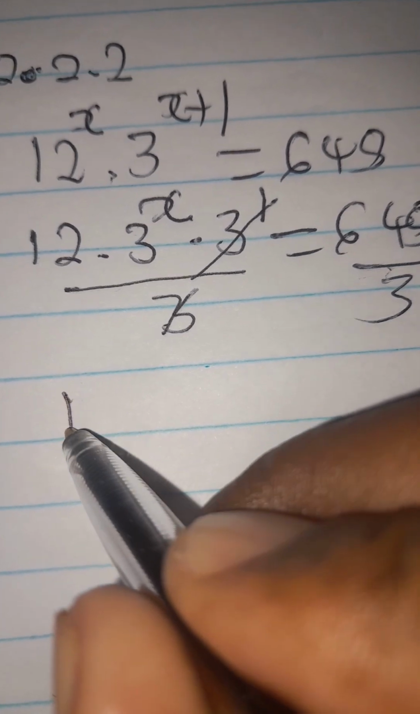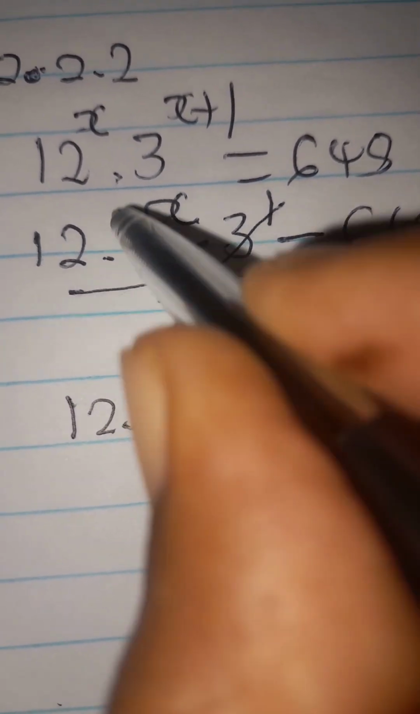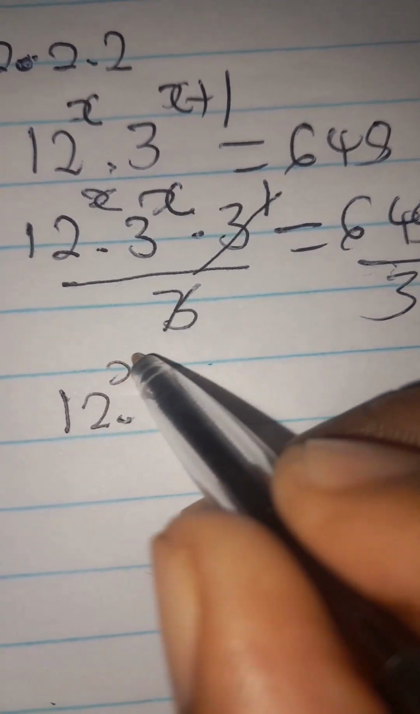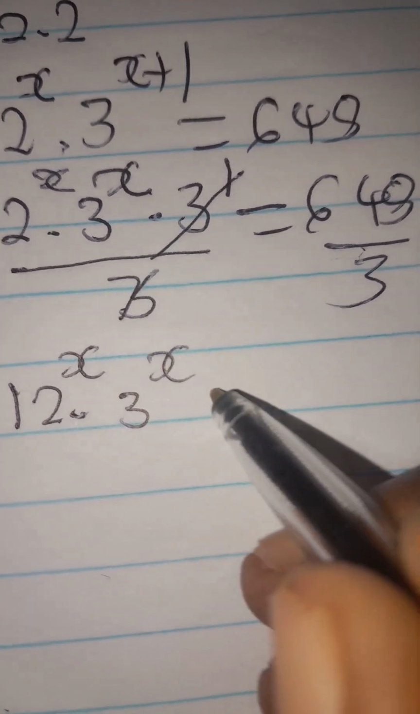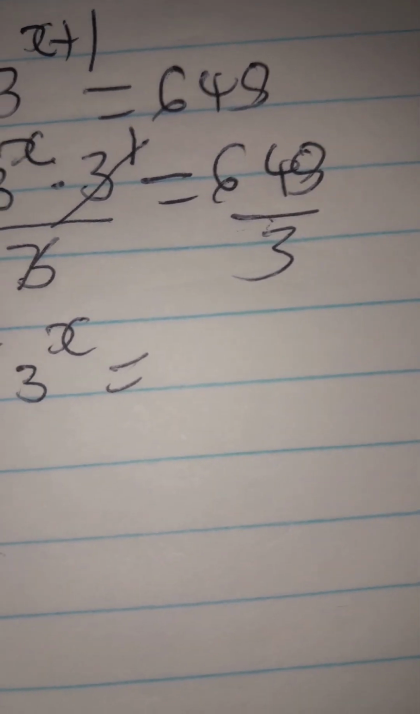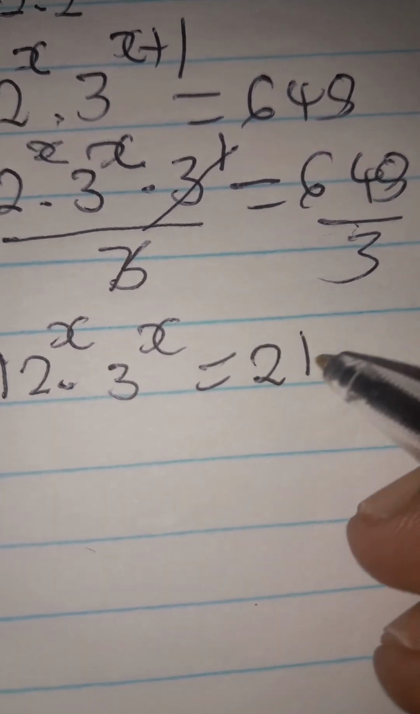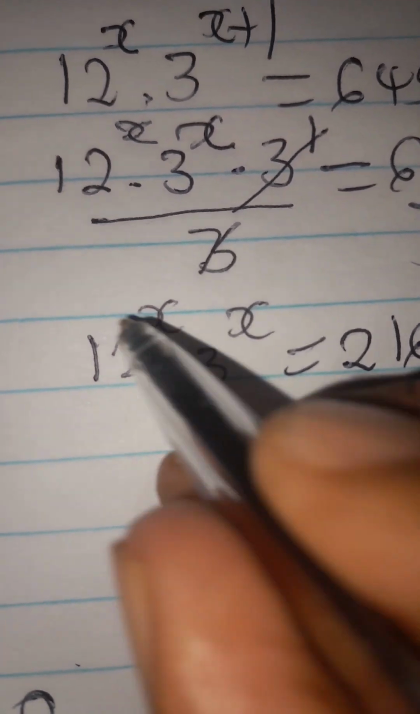This and this will cancel. So we will be left with 12. Remember, this is 12 to the power of x and 3 to the power of x. So how many times does 3 go into 648? Definitely it will be 216. It goes 216 times. So we are not done.